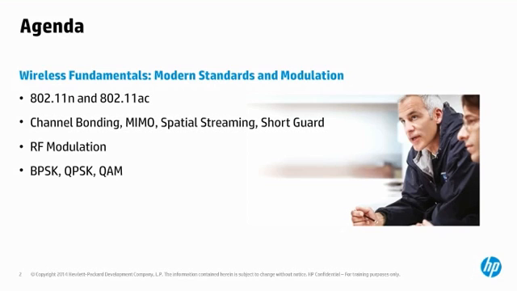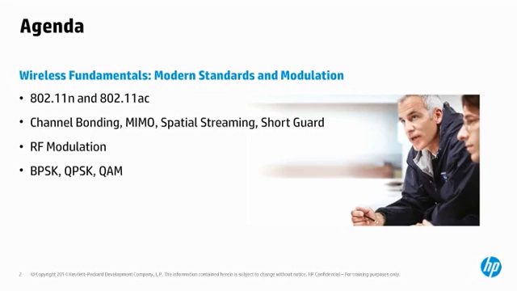Now that we understand the early standards, it is easy to understand more modern standards like 802.11n and 802.11ac. These standards provide much higher performance due to features like channel bonding, MIMO, spatial streaming, and short guard. We'll then wrap this up with a discussion about specific aspects of RF waveforms, which will help us to understand how digital data is sent along these analog radio waves.